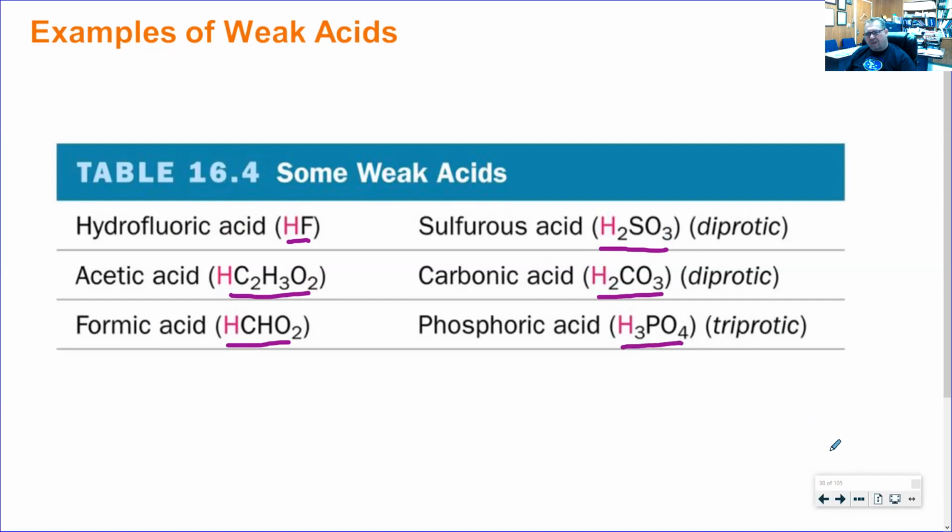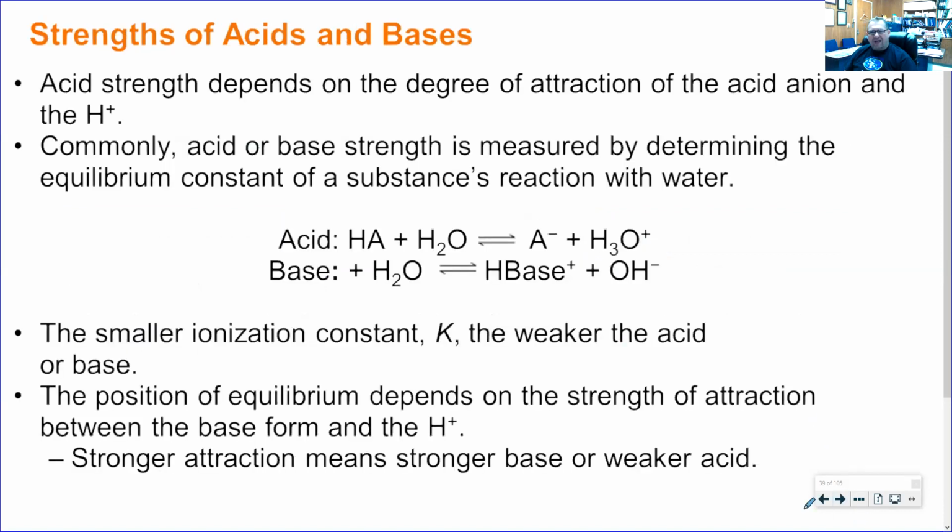So those are some weak acids that you need to know by name. And these are just a small sampling of the number of weak acids. There's a lot more weak acids that are available in these systems. So the strength of the weak acid, how much of it is going to dissociate, depends on what the anion is and the attraction between the anion and the H+.